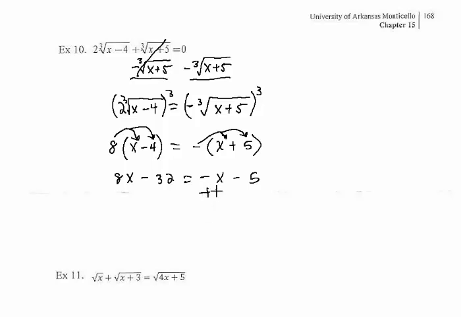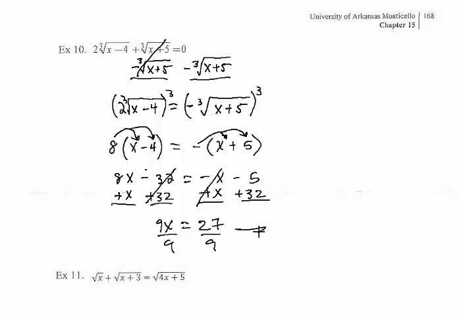We'll isolate our x variable, add x to both sides, and then I'll move the minus 32 by adding it. I'll move it to the opposite side away from the x. So these cancel, minus and plus x cancel. We're left with a 9x equals a 27, negative 5 plus 32. Divide both sides by 9. We get x equals 3.